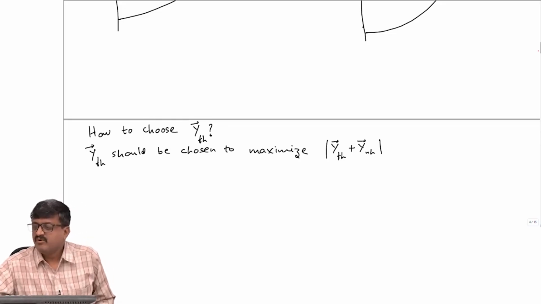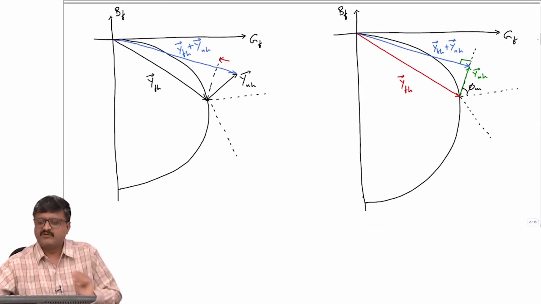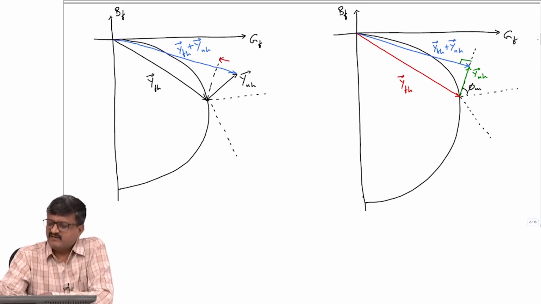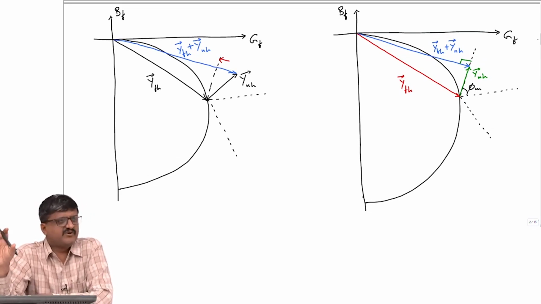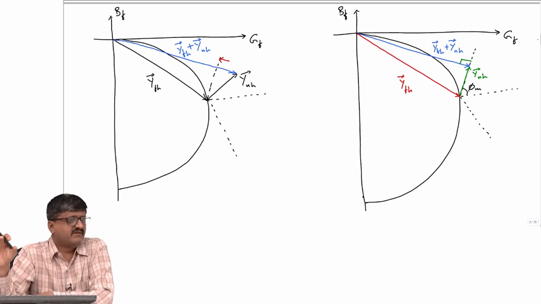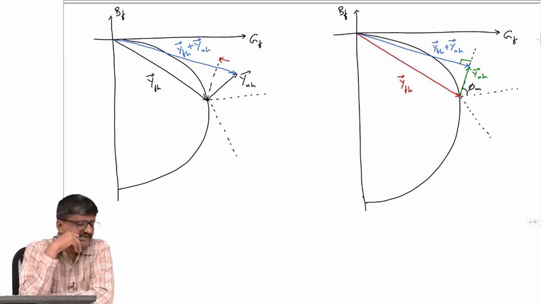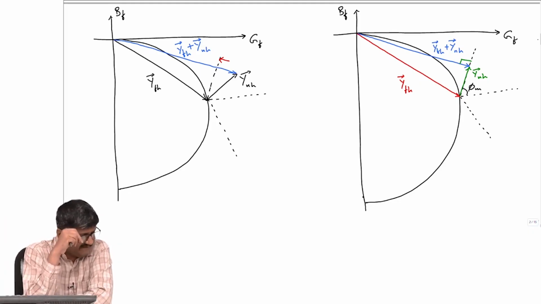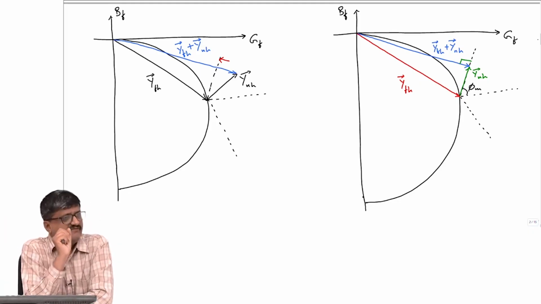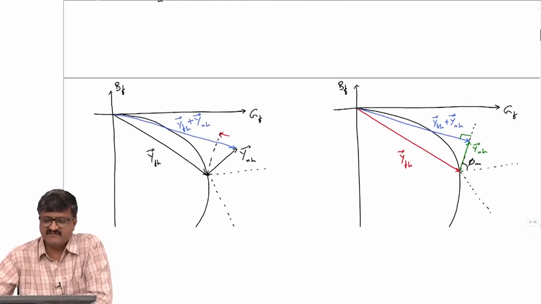Now, how should one choose y of h? Please note in the last figure that I got, y of h was taken to be some arbitrary value. Now, the question is how to take this. How to find y of h which actually maximizes the absolute value of y of h plus y n h? See, the same rule holds as far as y n h is concerned.